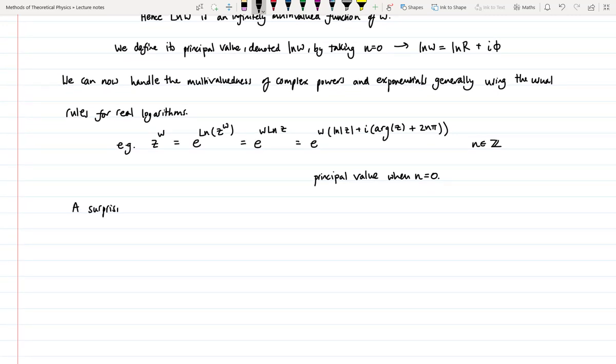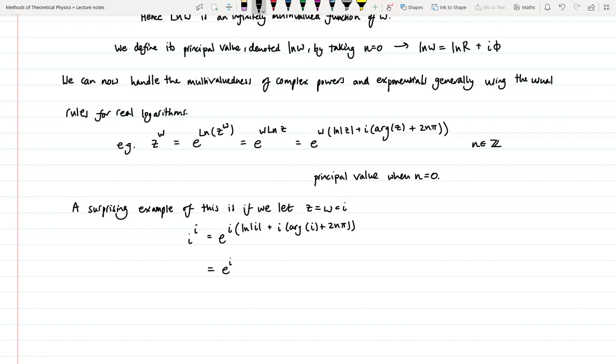A surprising example of this is if we let z and w both equal i. We're now interested in the value of i to the i. Let's use the expression that we derived above. We can rewrite this as e to the i, then the logarithm of the modulus of i, and then plus i times the argument of i plus 2n pi.